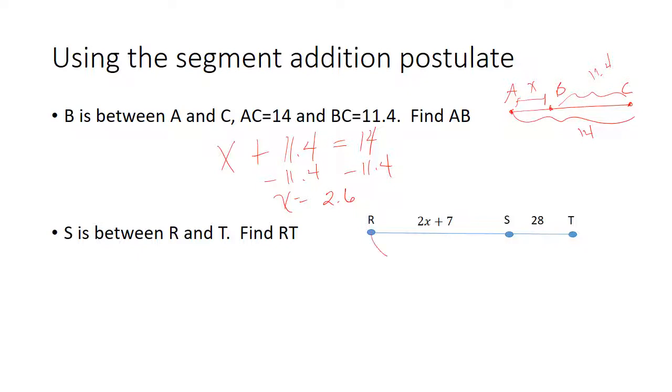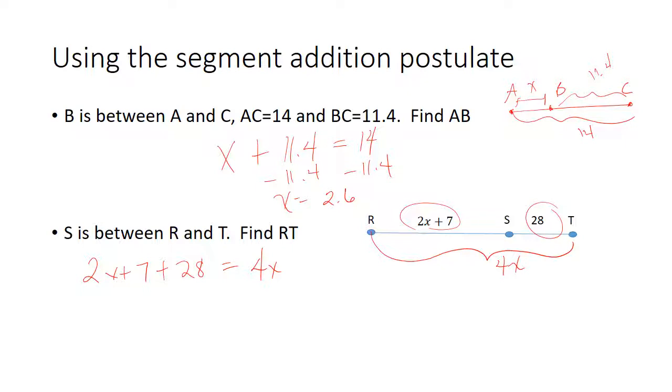What you need to know is that this is equal to 4x, right? So my postulate says that RS, which is here, 2x plus 7, plus my ST, so plus 28, is equal to my RT, which is 4x. I'm going to solve for x, and then I can find what RT is by substituting my x in times my 4. So this is going to be a multiple step. You'll have lots of them like this.